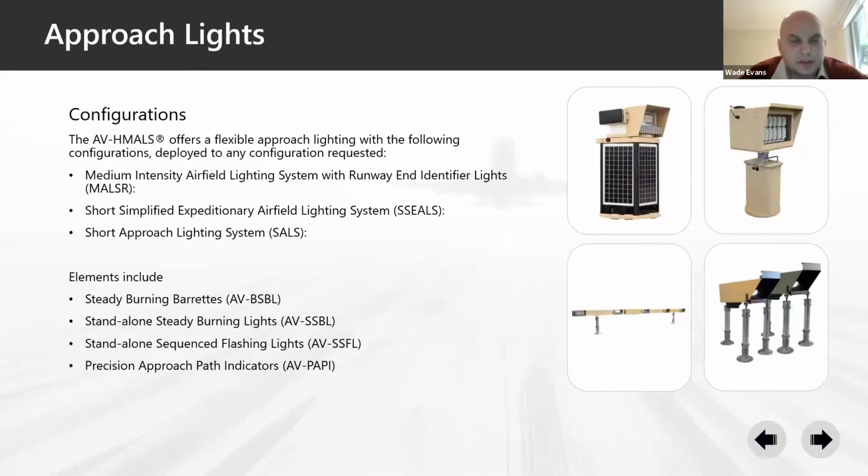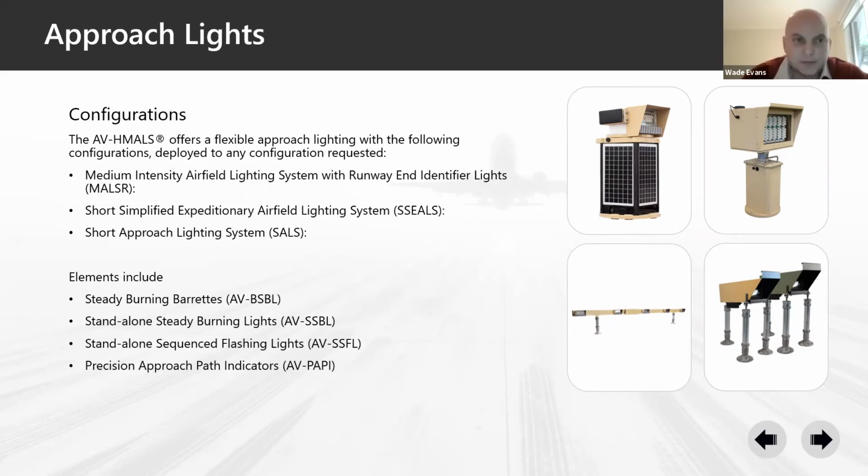So moving on to the approach lighting. For HMALS, we really build the approach lighting around a couple of key configurations, which are made up of a bunch of different elements. The key configurations supported through HMALS are the MAS configuration, which is the medium intensity airfield lighting system with runway end identifier lights.